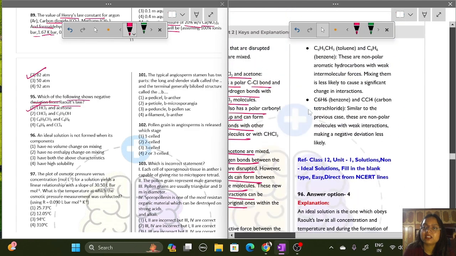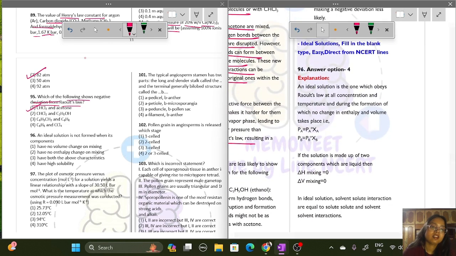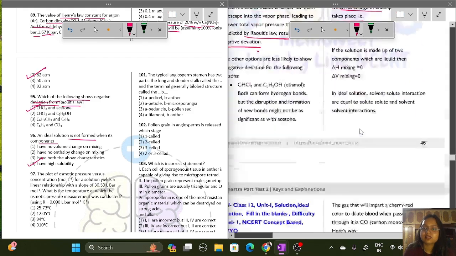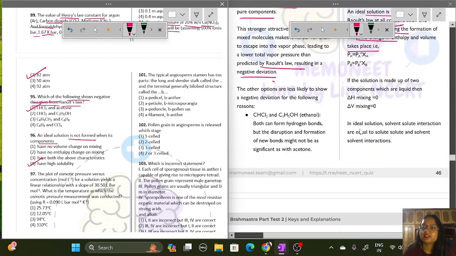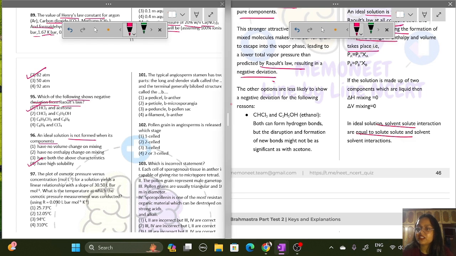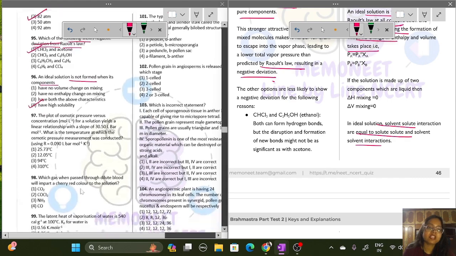Question number 96. An ideal solution is not formed when the components have slight solubility. An ideal solution obeys Raoult's law at all concentrations, and during its formation it has no enthalpy change. So at high solubility, solvent-solvent interaction is equal to solute-solute interaction, and at high solubility, no ideal solution can be formed.